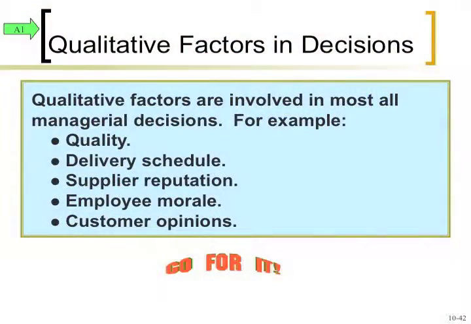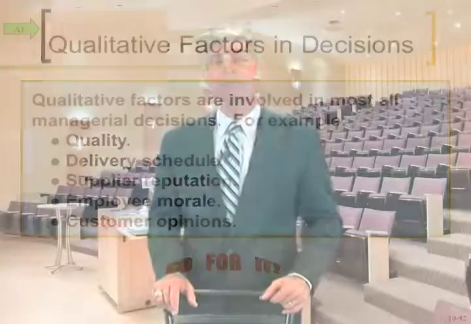Now we get to what I've talked about since the first chapter, the qualitative factors in our decisions. We need to look at product quality, especially if we outsource. We need to look at delivery schedules. Can our supplier meet our delivery requirements that we had internally? We need to look at the reputation of the supplier, our employee morale. If we outsource everything, we're going to end up with a very disloyal employee base. And finally, our customer opinion.